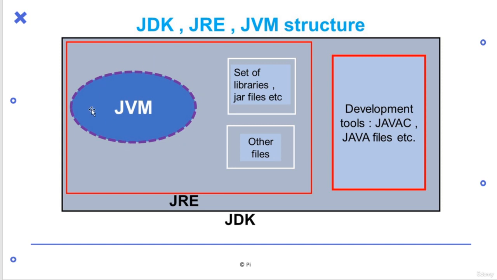JVM I am representing as an oval shape because it is contained in the JRE. Set libraries, jar files, some other files, and documentation are also part of the JRE. So it makes a JRE. But a JDK is JRE, JVM plus some Java files, some other documentation parts and everything, README files also. The Java compiler is very important inside the JDK, and it makes the whole JDK. So JVM plus JRE makes JDK.